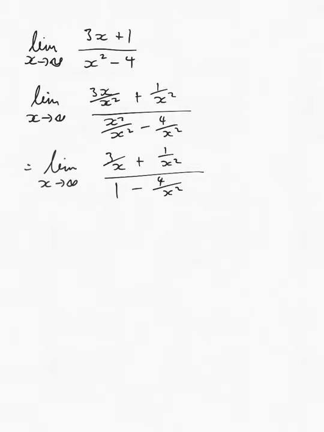Now I said before that the limit of 1 over x as x tends to infinity is 0. But this is also true of 3 over x, or any number over x, because I can make it as close to 0 as I like by making x big enough. So 3 over x tends to 0, 1 over x squared tends to 0, for the same reason that 1 over x does. 1 is just 1. 4 over x squared also tends to 0. So I get 0 divided by 1, which is 0.